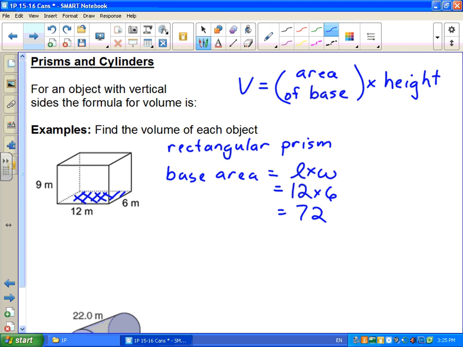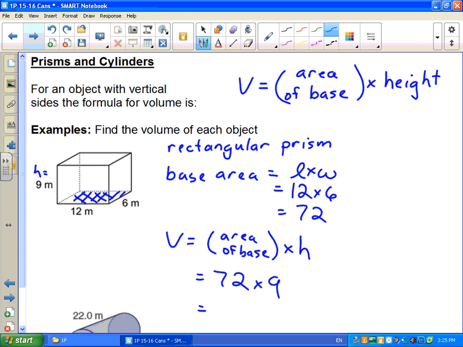Now, if I want to figure out the volume, that's going to be area of the base times height. So 72 is the area of the base. What's our height here? Well, it's 9 meters. So 72 times 9, which is going to get us 648. And let's check our units here. Our height, our length, and our width are all in meters. So this has got to be meters cubed.